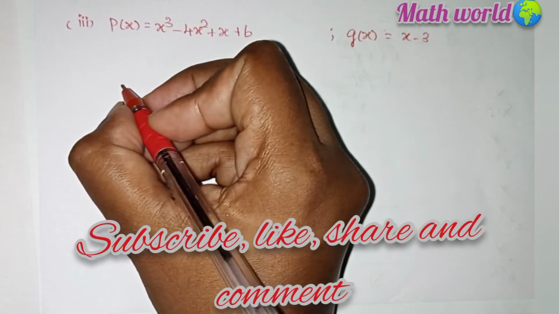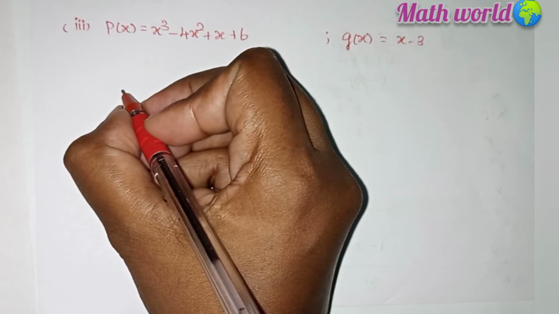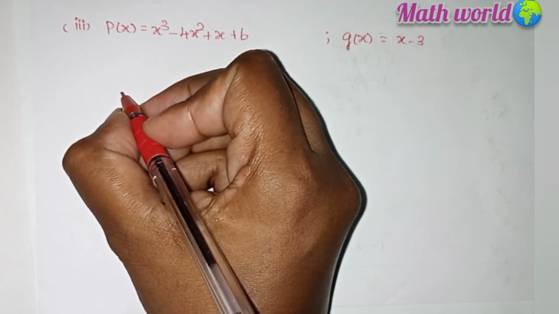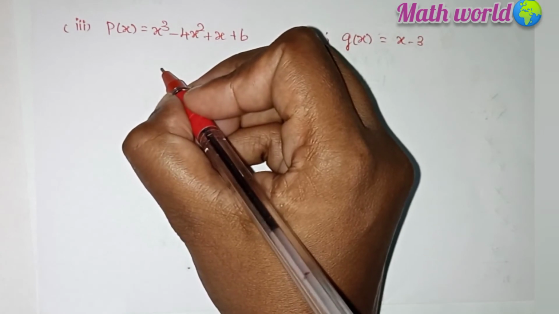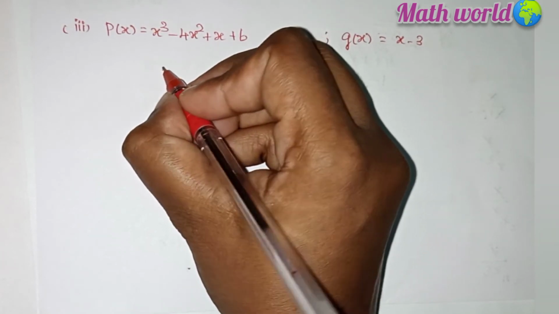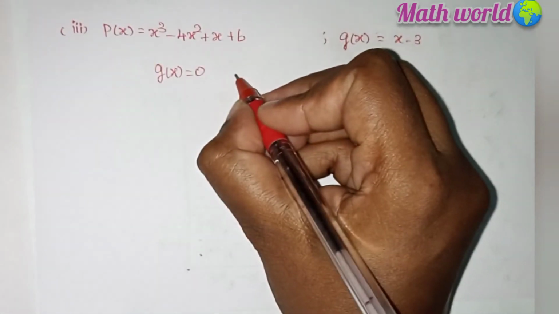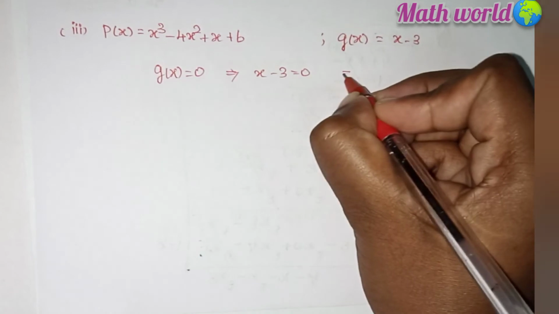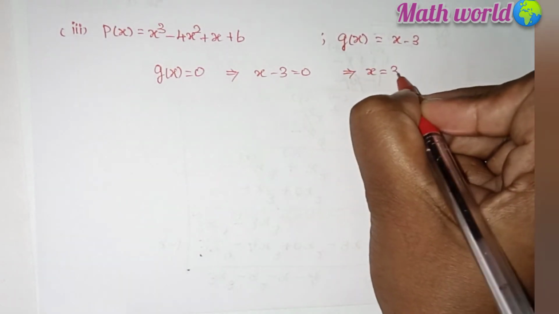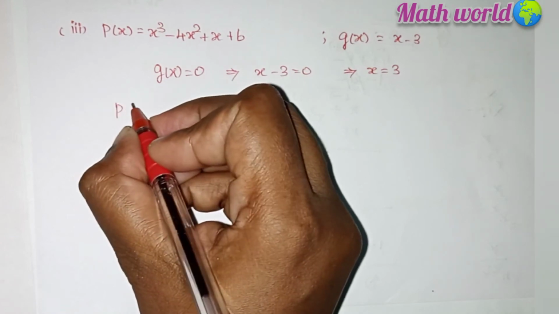Third subdivision, p of x is equal to x cube minus 4x square plus x plus 6, g of x equal to x minus 3. The same steps we need to do here also. So g of x is equal to 0. From this you can tell this x minus 3 is equal to 0. So that x value is equal to 3. So I got that value of x. So I can substitute in p of x.